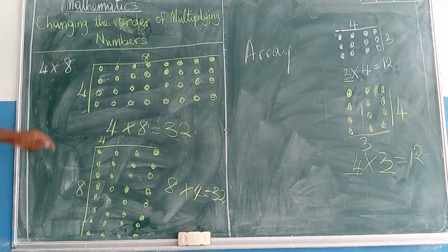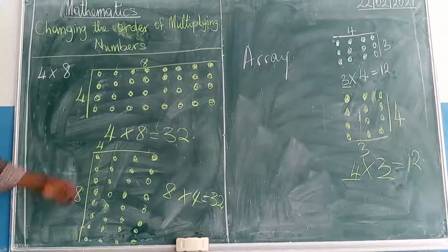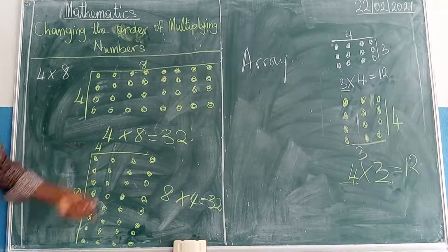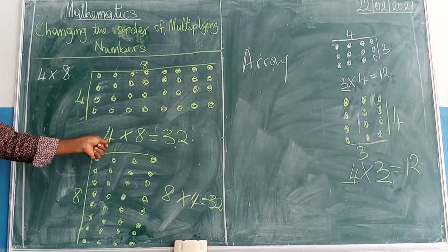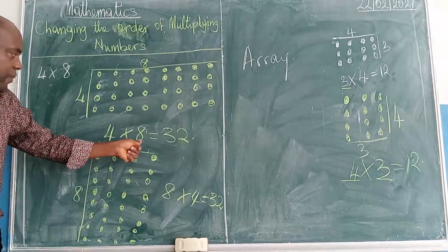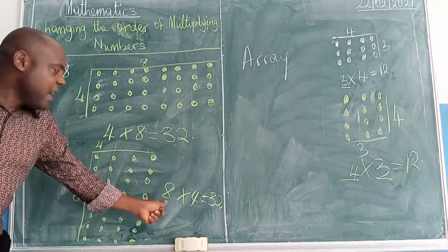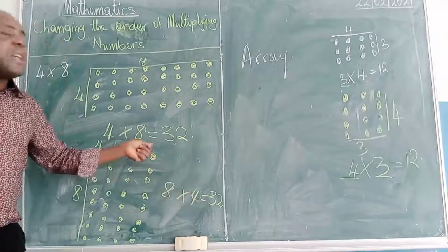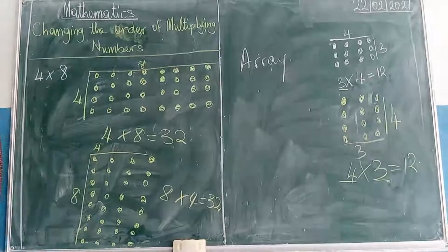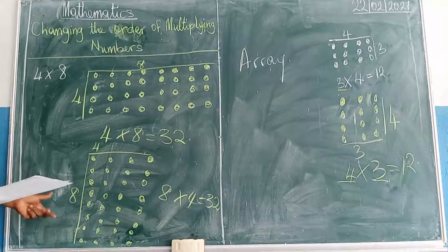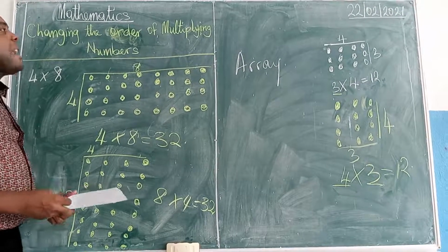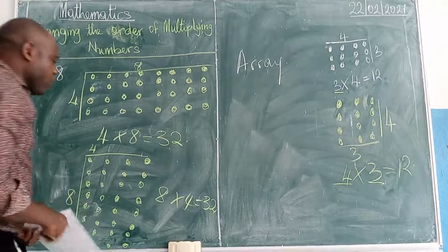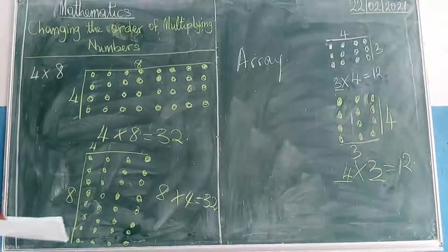This is what we meant by multiplying using the array method. So the order of the number is changing. Before we had 4 times 8 and now we have 8 times 4, but the answer remains the same. So this method takes us to multiplying by halving.